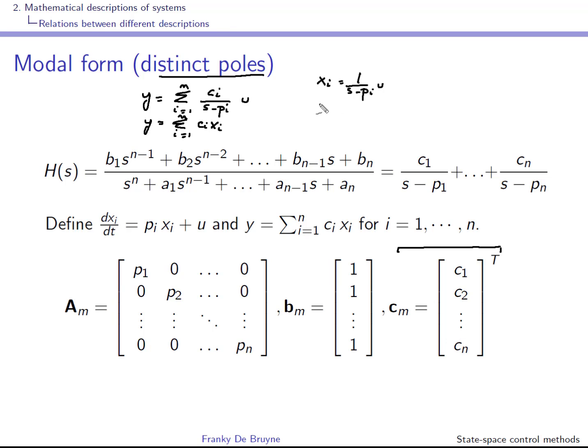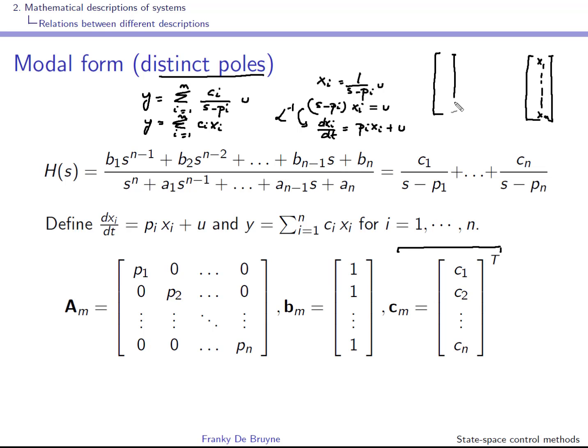So this one you can rewrite as s minus pi xi equals U. If you take the inverse Laplace transform, you'll have dxi over dt equals pi xi, which I'll take to the other side, plus U. Okay, remember that my states are x1 up to xn, so this is the state x, I will have x dot here, and this is the A matrix. Okay, I have here plus something U.